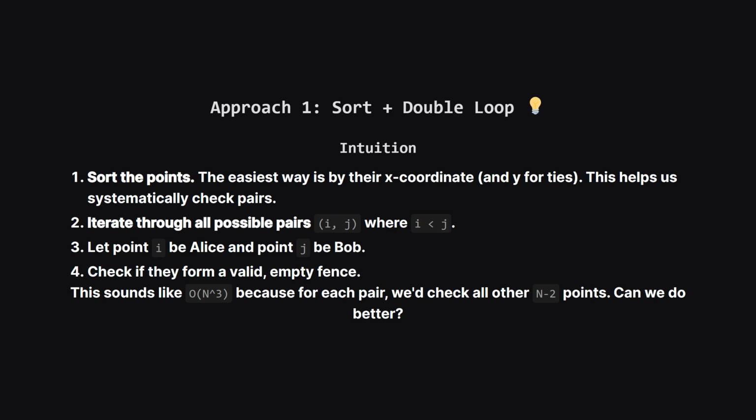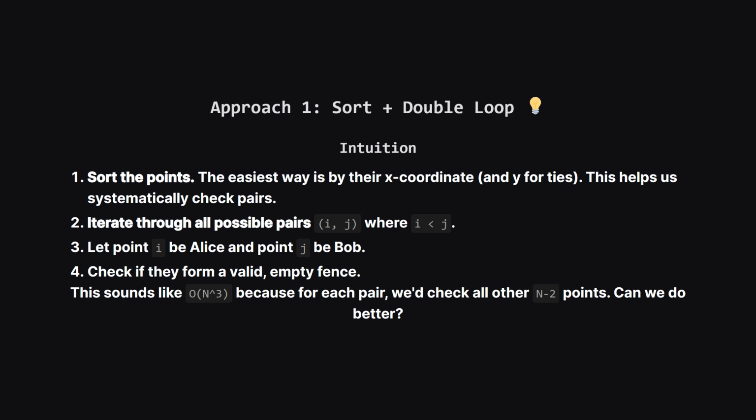Okay, let's think about our first approach. The most straightforward idea is to just check every single possible pair of points. Let's call one point Alice and another one Bob. But how do we do this efficiently? A great first step in many geometry problems is to sort the points. If we sort them by their x-coordinate, we can pick a point for Alice, and then we only need to look at points after it for Bob. This automatically handles the Alice is to the left of Bob rule. Just checking pairs is still too slow.